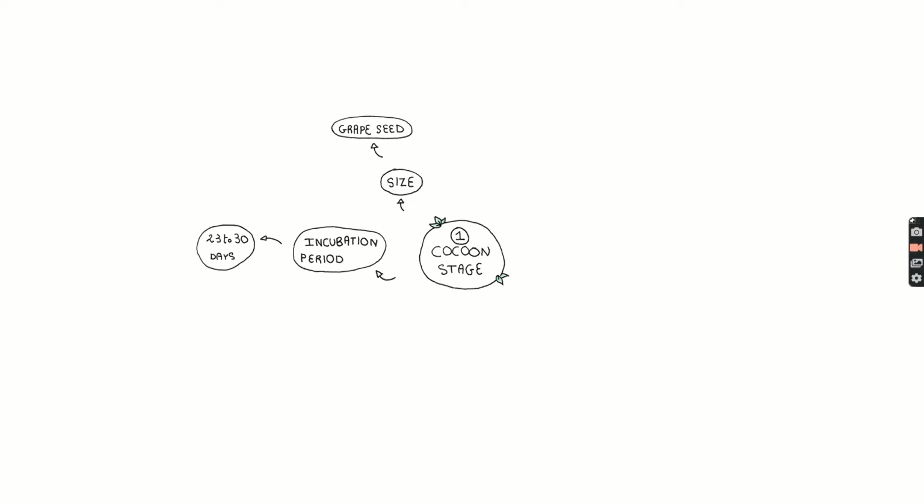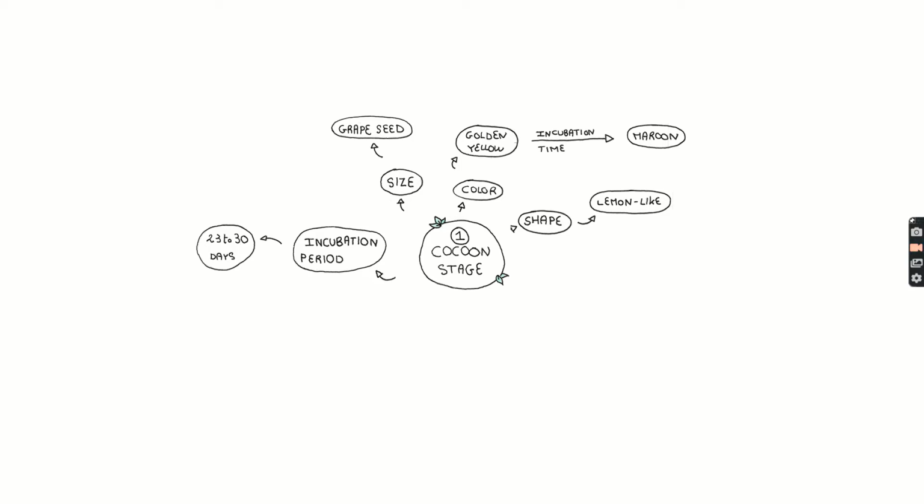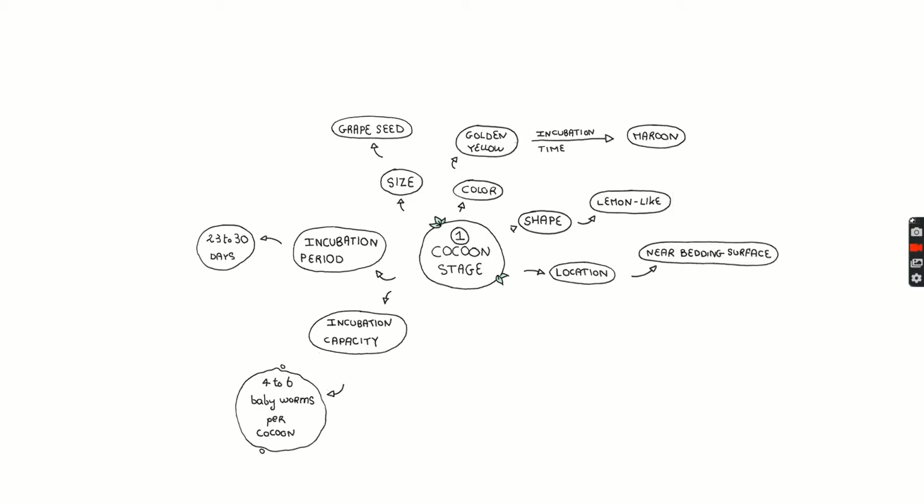Next, we'll have the size of the egg, which is about the same size as a grape seed, and is golden yellow at the beginning, but as time passes, it turns maroon. The shape of it is lemon-like, so again, that's the shape of the egg. And the incubation capacity of one egg is around 4 to 6 baby worms per cocoon. The egg will be located near the bedding surface of your system, so when you open your vermicomposting bin, you can see the eggs at the surface. So that's good to know that the worms started reproducing, and you will have new worms coming in and eating all of your food scraps and giving you nice vermicastings.